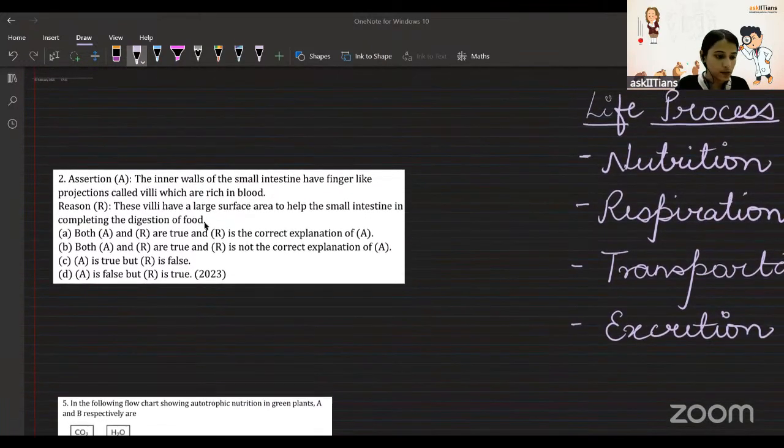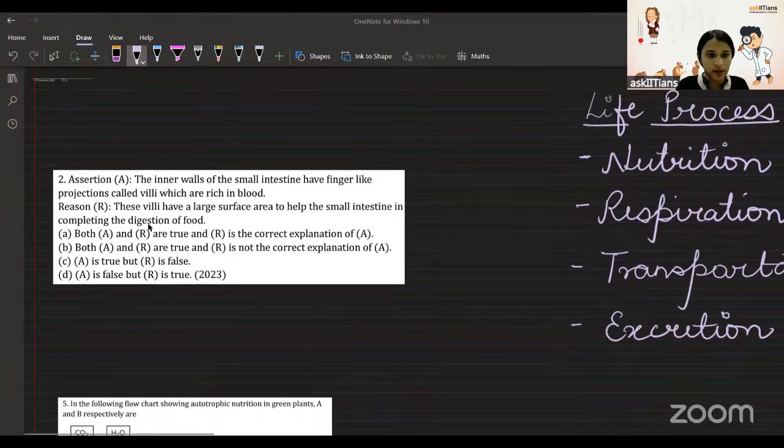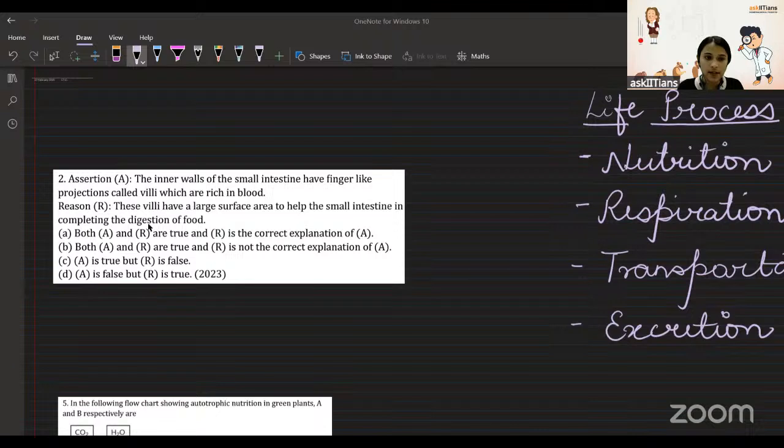Okay. So this is the first question. This is an assertion reason question and it is your 1 mark question. The assertion is the inner wall of the small intestine has finger-like projections called villi, which are rich in blood. And the reason is these villi have a large surface area to help the small intestine in completing the digestion of food. We know the inner wall of the small intestine has small finger-like projections known as villi. And the role of villi is to increase the surface area, right?